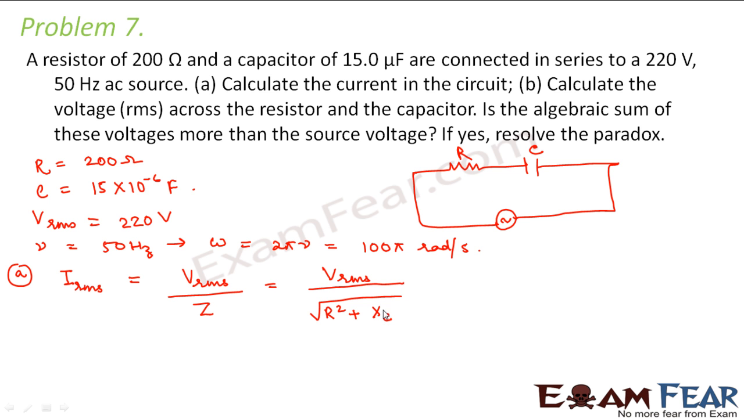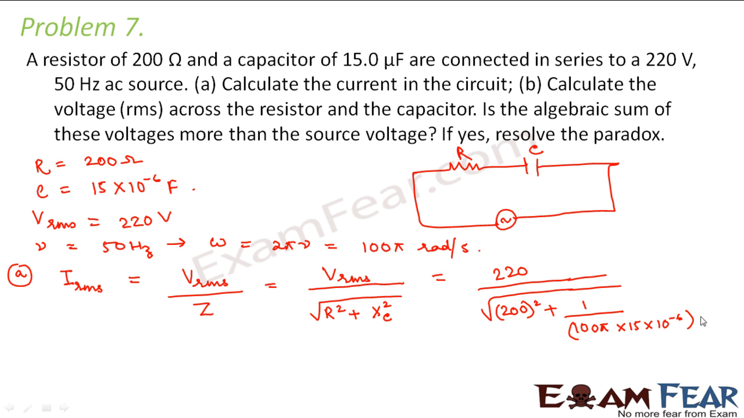There is no inductor here, so only capacitor. So Irms is Vrms divided by the square root of R square plus XC square. This would be equal to 220 divided by the square root of R square, that is 200 square, plus XC square. What is XC? XC is 1 by omega C, that means 1 divided by omega into C, whole square, right? So this Irms comes out to be 0.755 amperes. So this would be the current in the circuit.